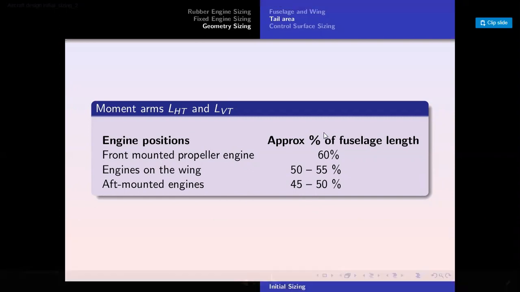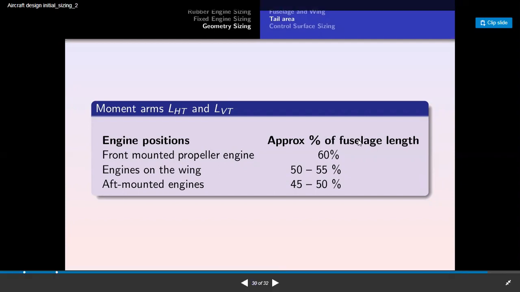So for front-mounted propellers, if the propeller is in the front part, it will be 60% of the fuselage length that we have to check. Engines on the wing will be 50 to 55% of the fuselage length. And aft-mounted engines, around 45 to 50% of the fuselage length.